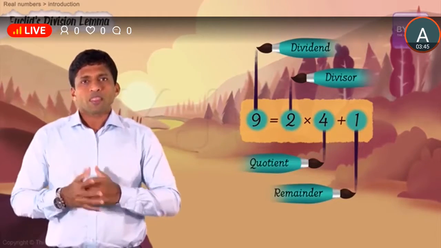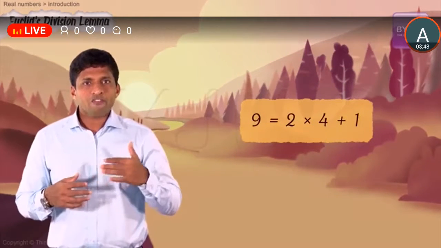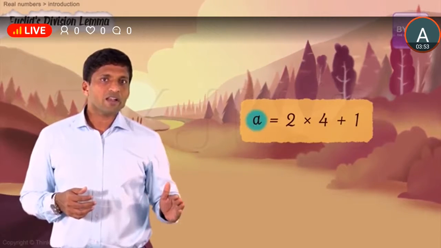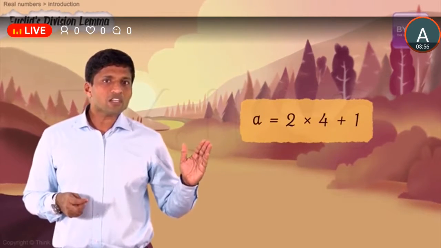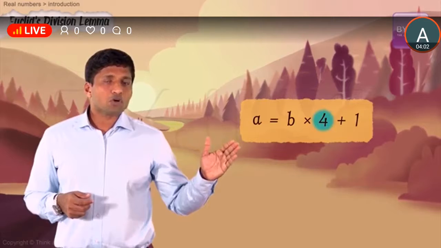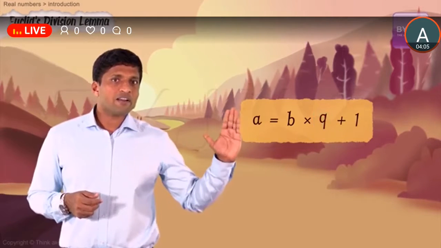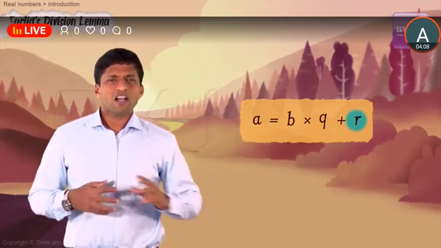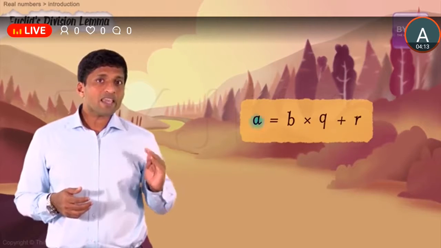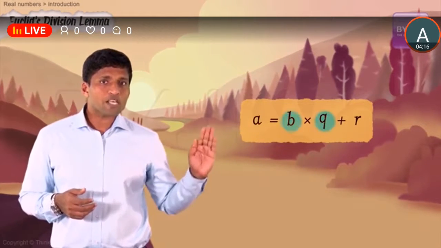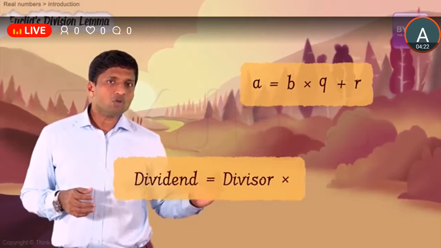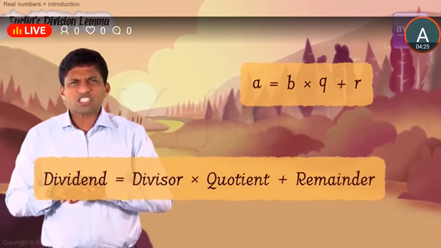Now, instead of using numbers, let's replace them with variables. Instead of 9, I take a; instead of the divisor 2, I take b; the quotient 4, I write as q; and the remainder 1, I replace by r. Now I'm trying to generalize so that we can write this using variables. How will it look? It will be a equal to bq plus r, and this is the same as dividend equal to divisor into quotient plus the remainder.